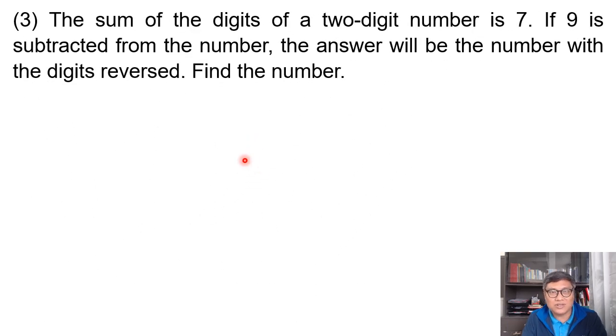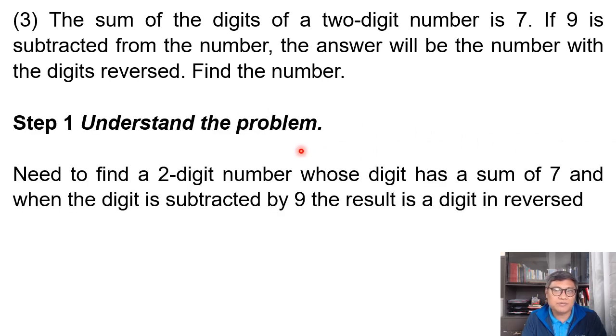process by Polya. Another example is: the sum of the digits of a two-digit number is 7. If 9 is subtracted from the number, the answer will be the number with the digits reversed. So find the number. So understand the problem, class. We need to find a two-digit number whose digits have a sum of 7. And when 9 is subtracted from the number, the result is the digits in reverse.